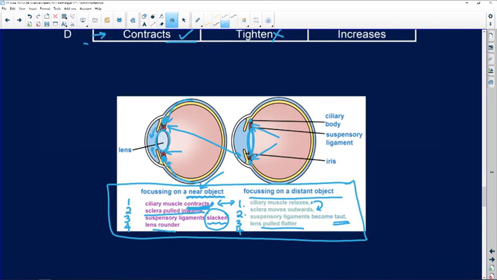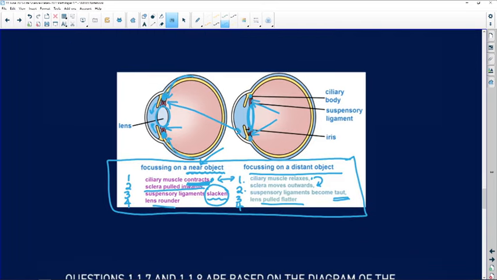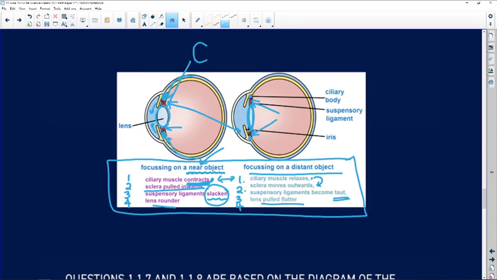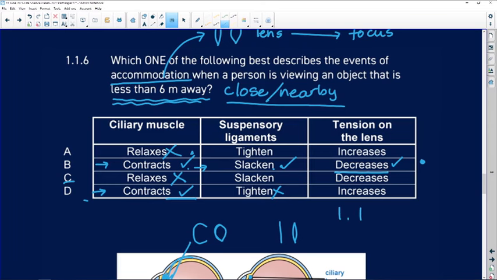Another way that I like to remember this, to help trigger that memory, is that when you're looking at something close by, your lens is rounder, almost like that C. When you are looking at something a long way, our lens becomes longer. That might help you remember the set of 4 conditions that needs to take place as well. So our option B is most definitely our answer to question 1.1.6.